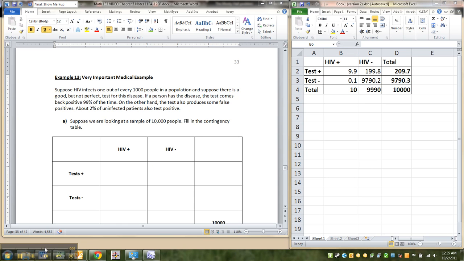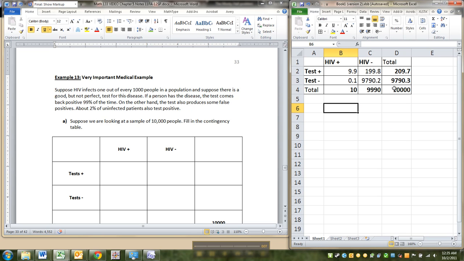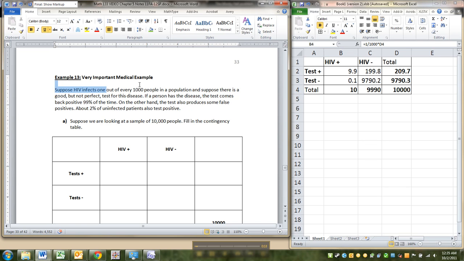All right, so I filled out the rest of the table, but I want you to know where it all comes from. So let's take a look at it. I'll have to redo it. So you had 10,000 people total that we were going to look at. Now, what proportion of them are actually going to be sick? Well, it said up here, 1 out of every 1,000 people. See that? That's 1 out of 1,000.